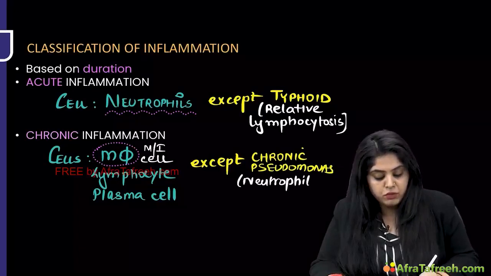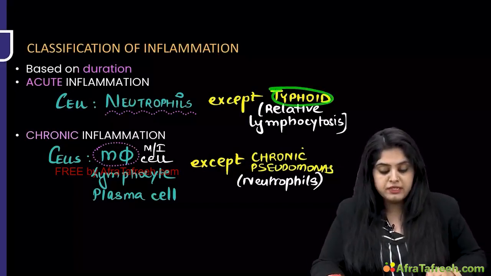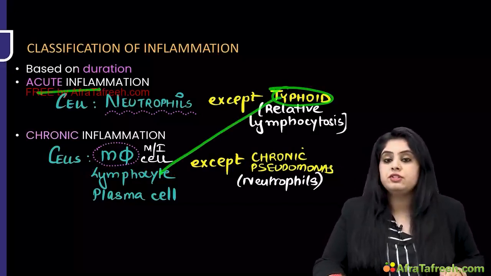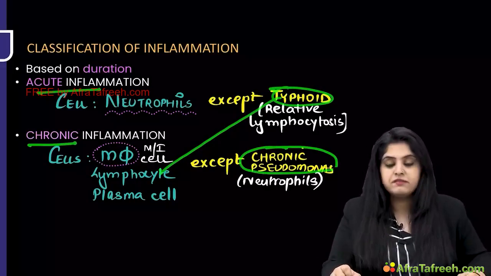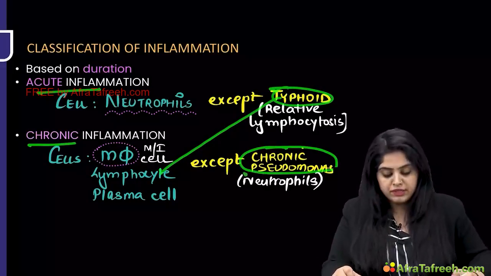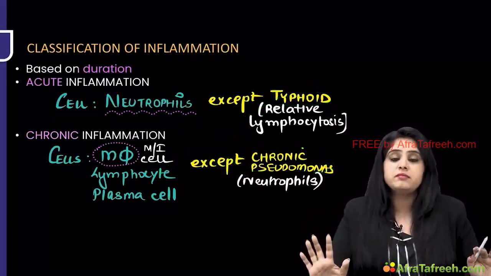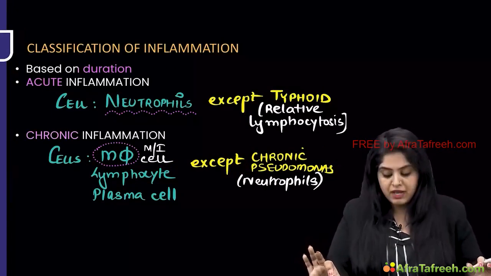So dekho, everyone focus on the cross connection. Please note that typhoid is an acute inflammation, but it shows you a cell of chronic inflammation, that is lymphocyte. Similarly, chronic pseudomonas is a chronic inflammation, but it shows you the opposite cell. It shows you a neutrophil, the cell of acute inflammation. It's a cross connection that I've made. I hope you all will learn this very, very important PYQ that you have.